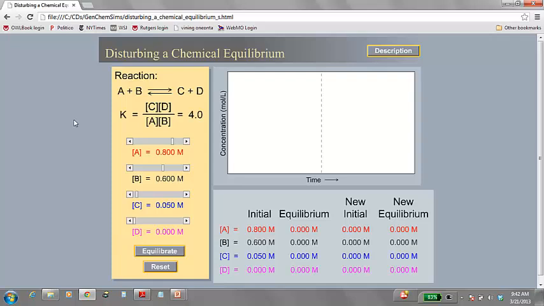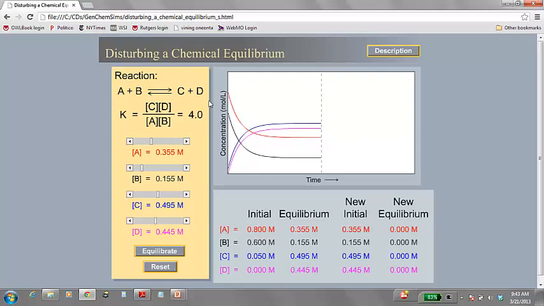Let's take this imaginary equilibrium system: A plus B go to make C plus D, and the equilibrium constant is 4. We've just kind of made that up. And so we're going to start with 0.8 molar A, 0.6 molar B, 0.05 molar C, and no D. And we're going to allow those to go to equilibrium.